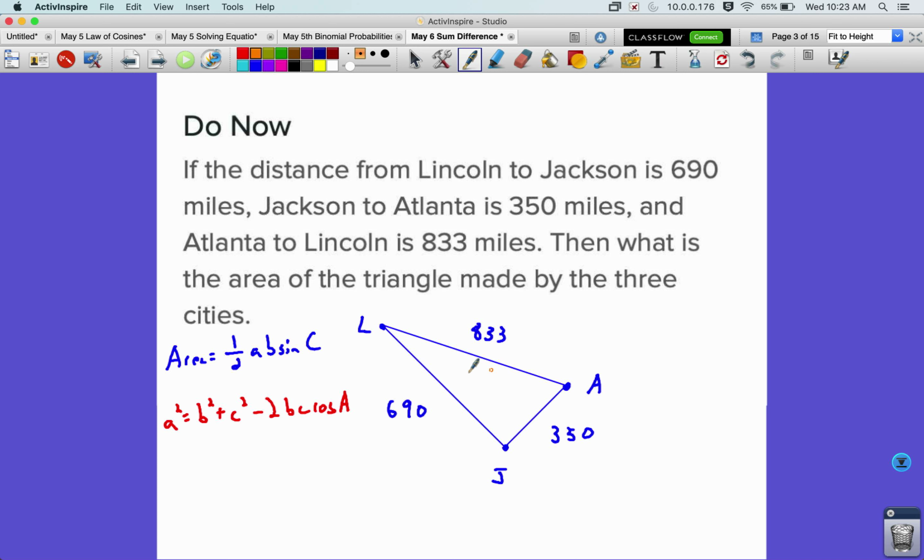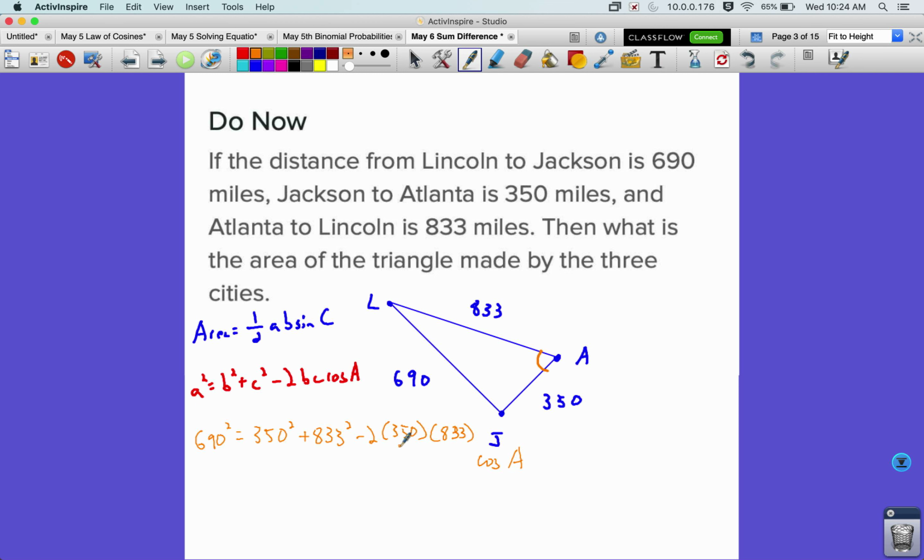So I'm going to solve for, we'll say this angle here, because I've got it set up cosine A, and this is already point A, so that makes sense. All that matters, B and C can swap places, is just that I put this 690 on the other side of the equation. So 690 squared equals 350 squared plus 833 squared minus 2 times 350 times 833 times the cosine of A, and that's our missing piece of information there.